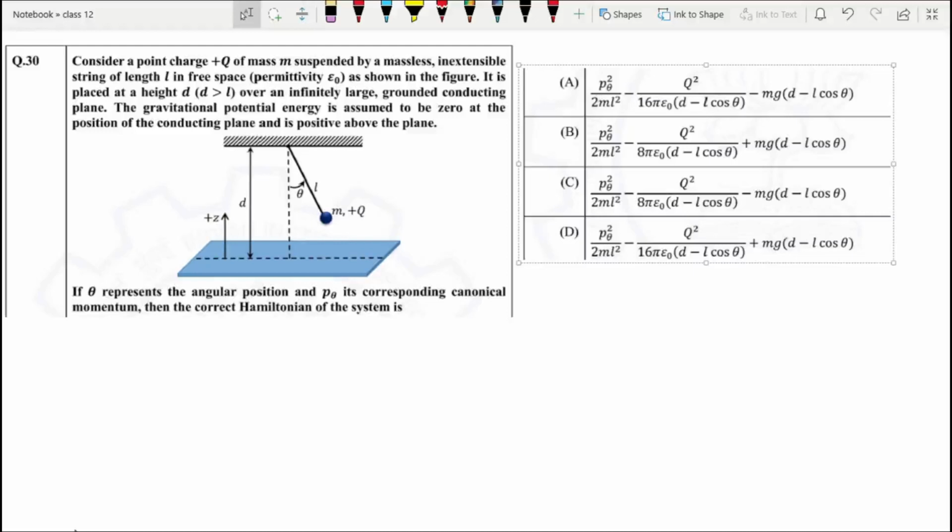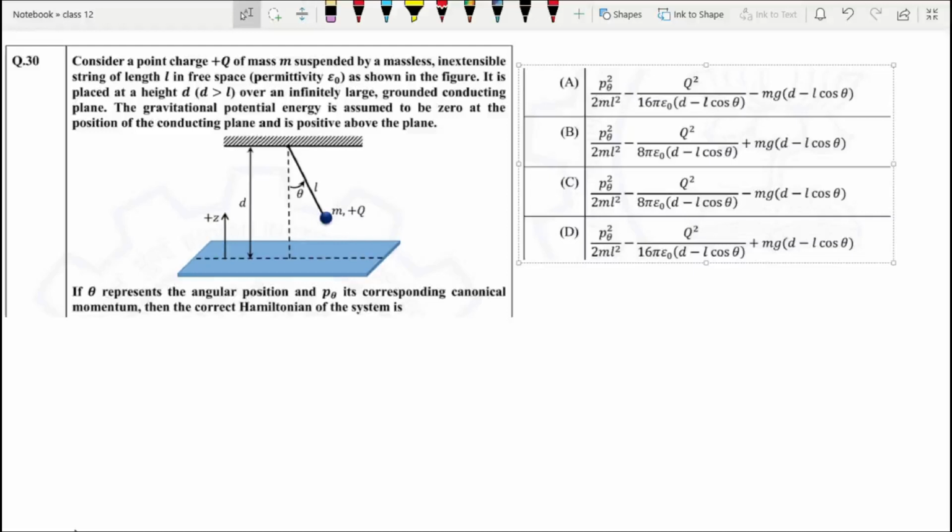Consider a point charge plus Q of mass m suspended by a massless inextensible string of length L in free space of permittivity epsilon naught, as shown in the figure. It is placed at a height d over an infinitely large grounded conducting plane. The gravitational potential energy is assumed to be 0 at the position of the conducting plane and is positive above the plane. If theta represents the angular position and p theta its corresponding canonical momentum, then the correct Hamiltonian of the system is.